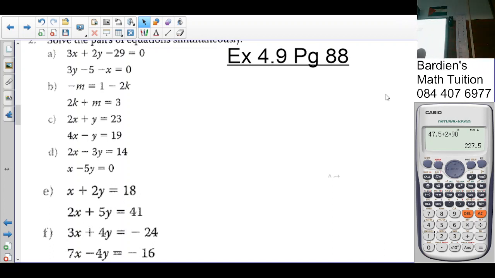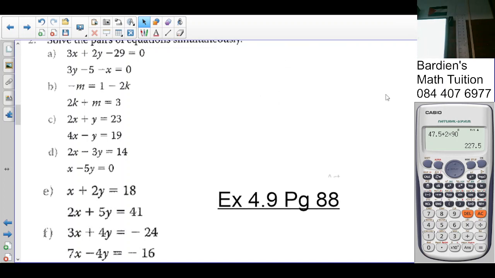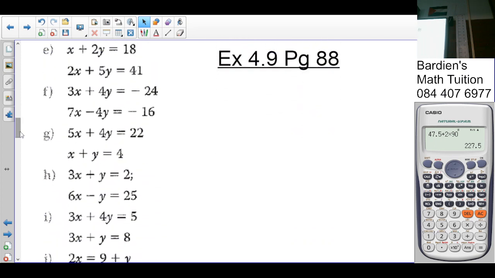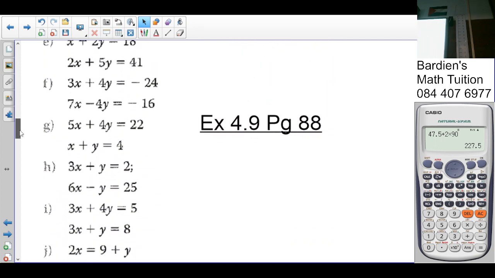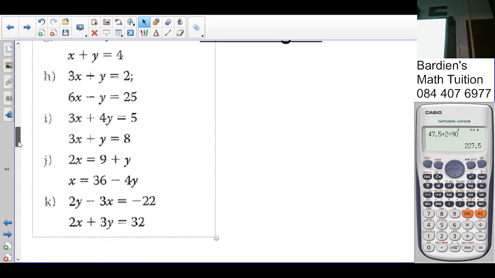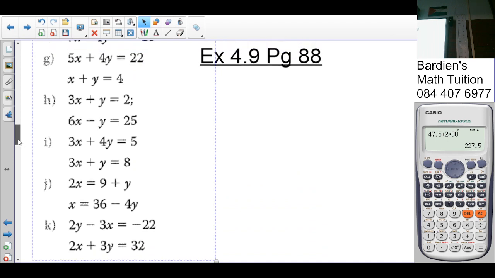Anybody have a problem with C? No. E? G? Anybody with G? I? Okay? You all say no, put it in an exam and everybody gets it wrong. Not a joke.